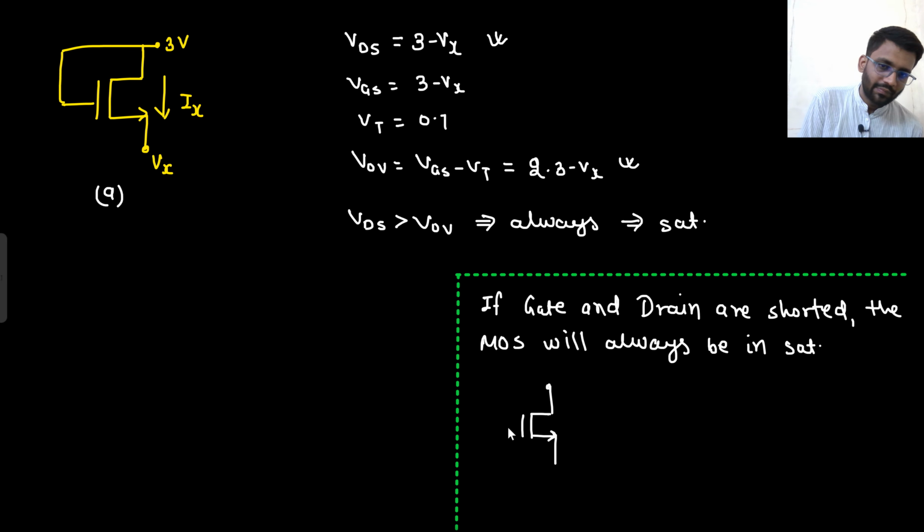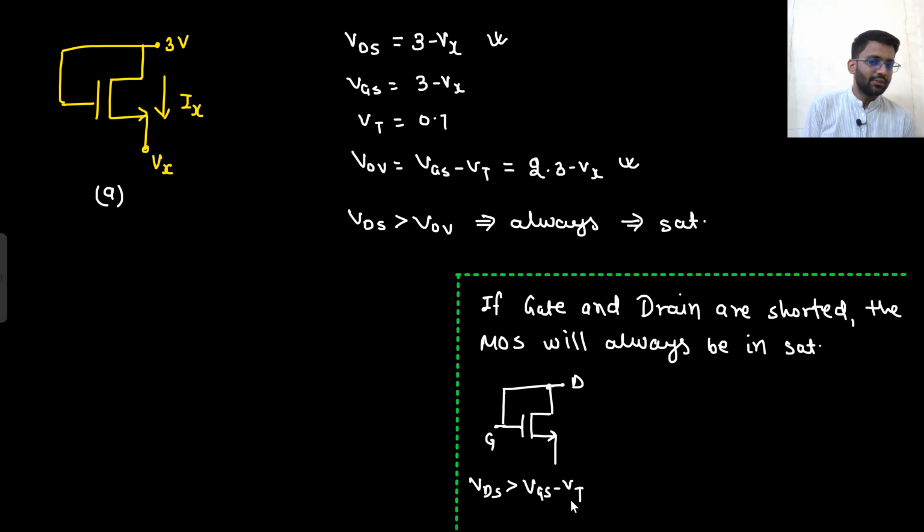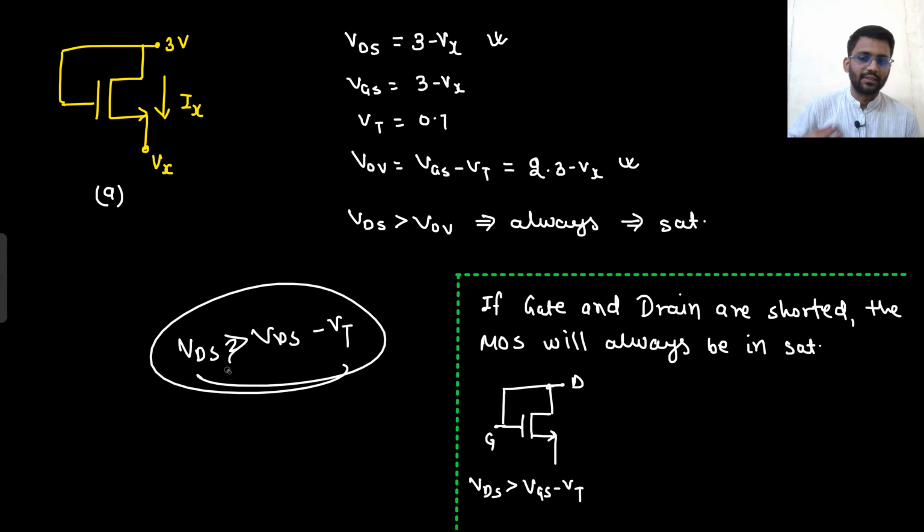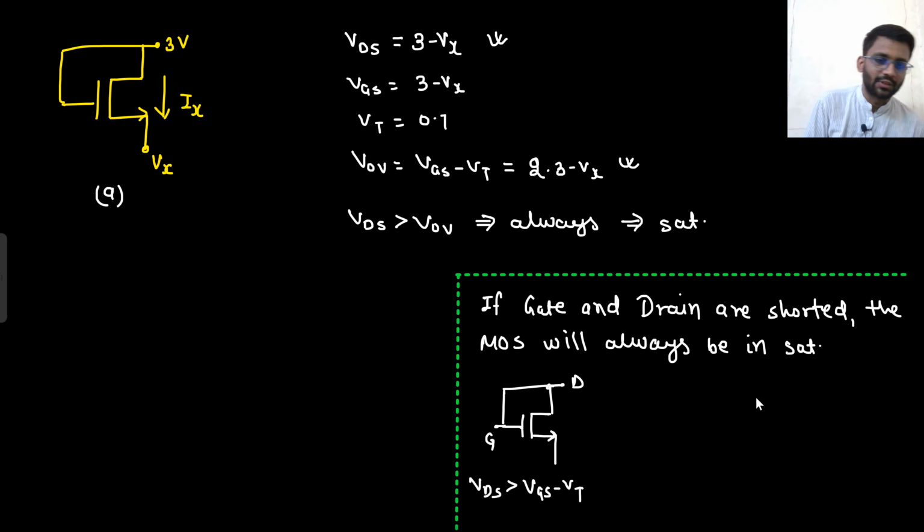This is your NMOS. Drain and gate are shorted. So your VDS value will always be greater than VGS minus VT, because here VDS is equal to VGS. Something is getting less from VGS. Now if something is getting less here, that means this will be certainly greater. That's it.